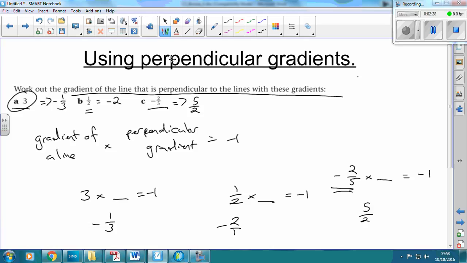So if ever they start talking about finding the equation of the normal, what you'd need to do is work out the gradient of the line, and then flip upside down and then change the sign.